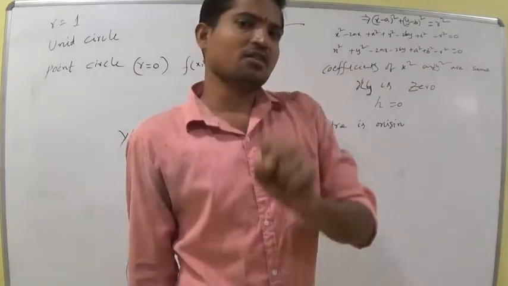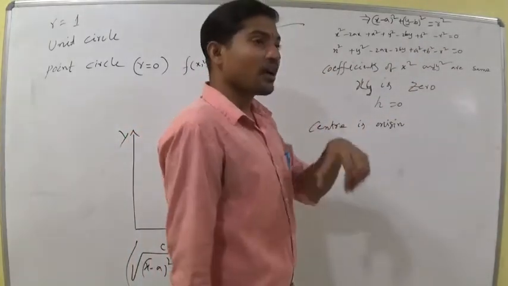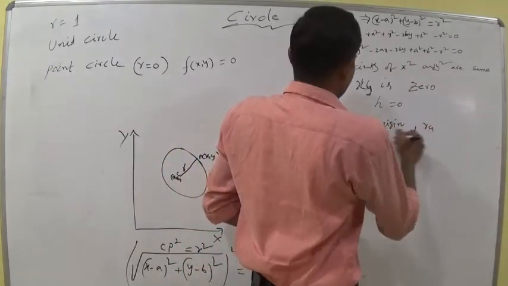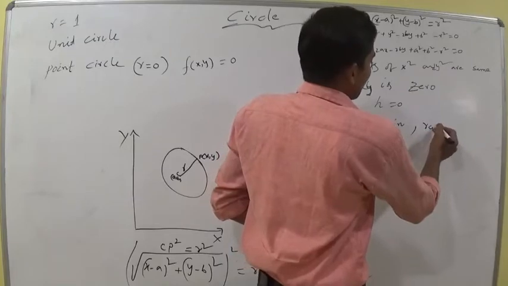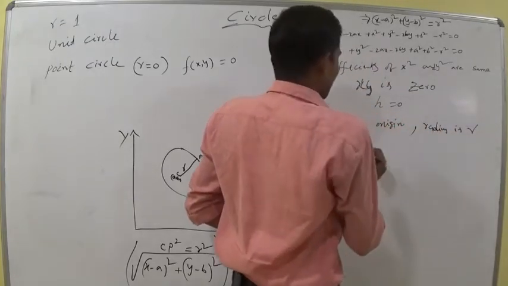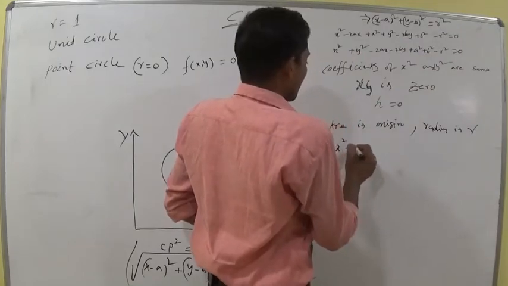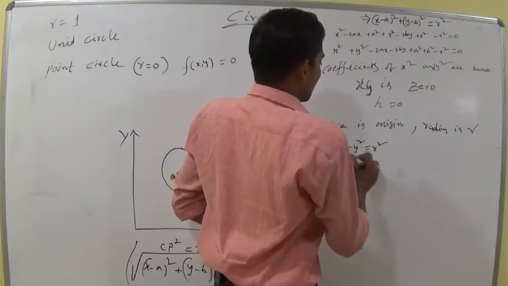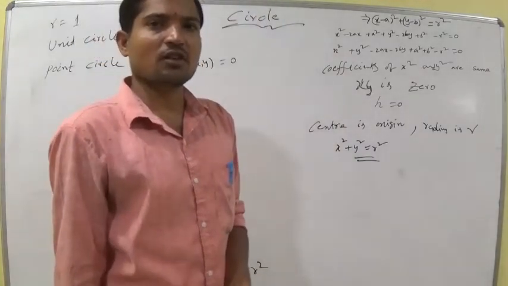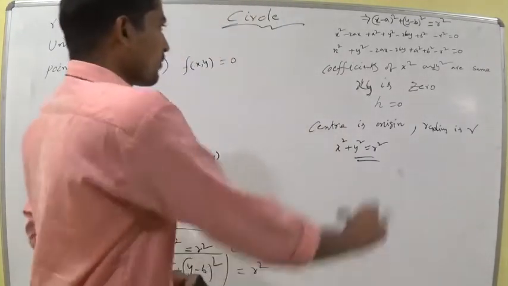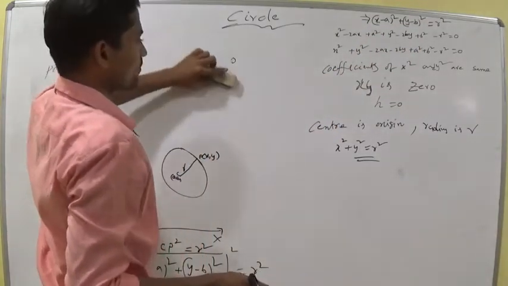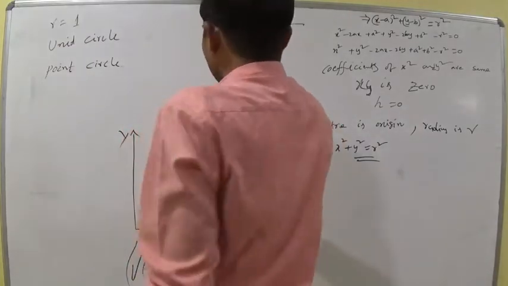Here the center of the circle is the origin and the radius is r, then x square plus y square is equal to r square. Understand?